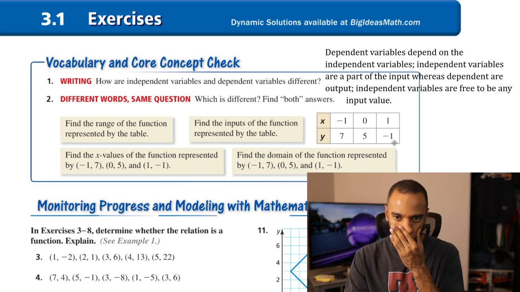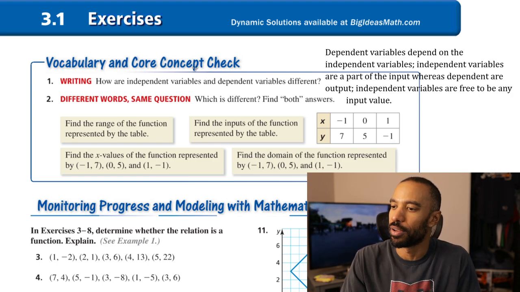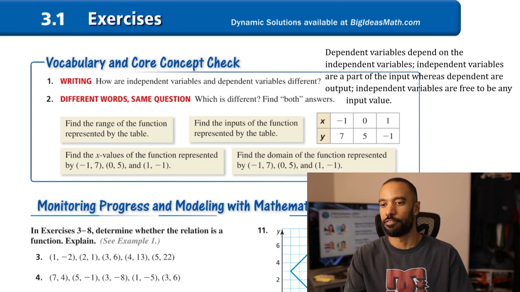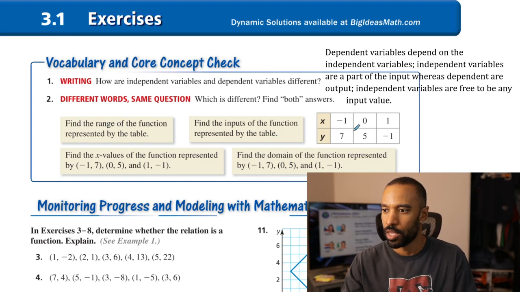Again, it's one of those things, I don't know if it's a perfect answer, but I'm going to live with it. Number two, different words, same question. Which is different? Find both answers. So they say find the range of the function represented by the table. This range, and I'm going to write that in order. This range is, I'm going to start with the y's: negative 1, then 5, then 7.